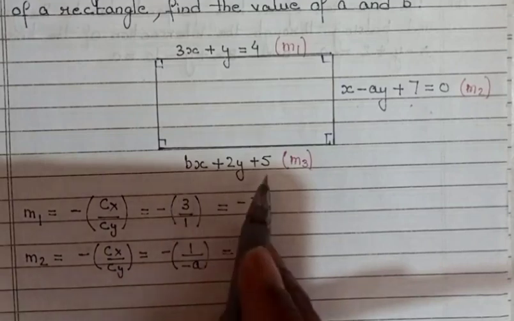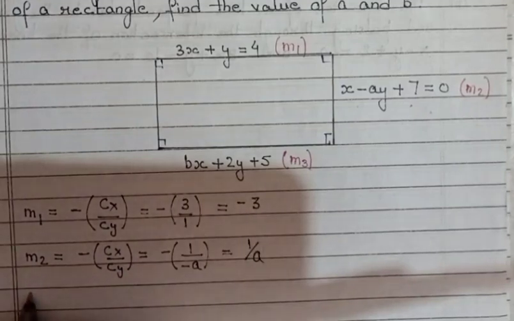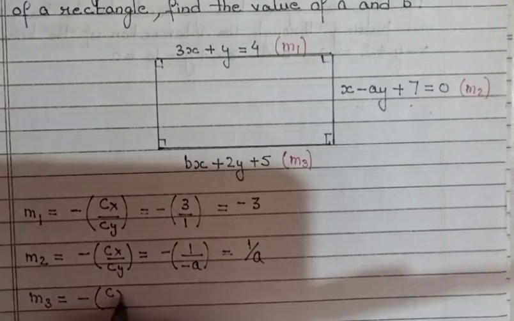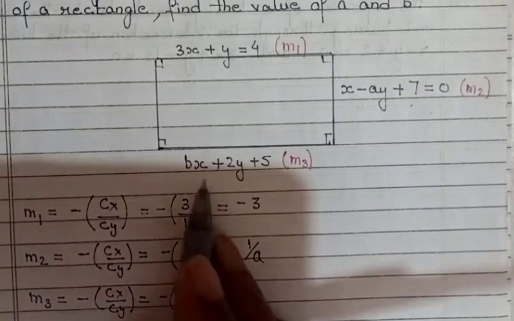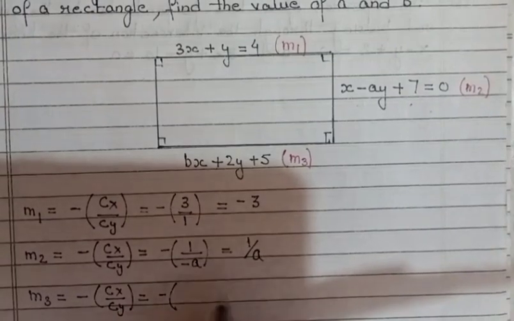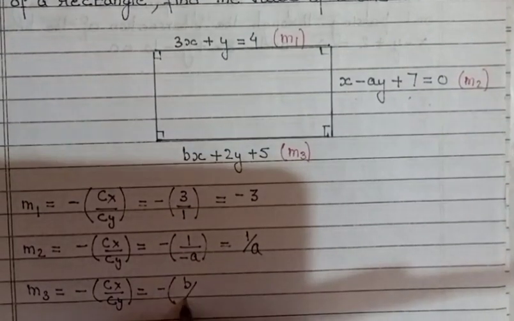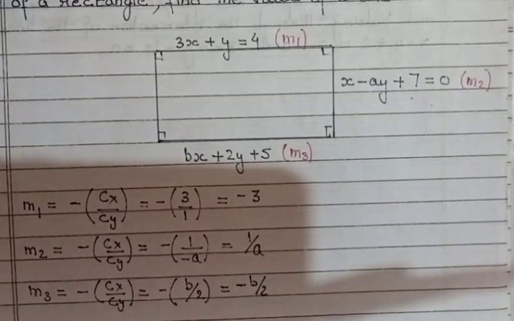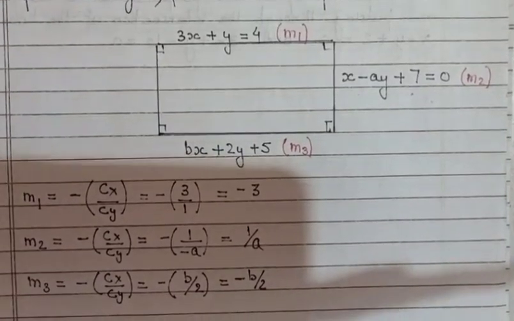Now moving on to the third one, slope has been marked as m3. Same formula. So here coefficient of x is b and coefficient of y is 2. So slope will be minus b by 2. So we have got the slope of all the three lines.